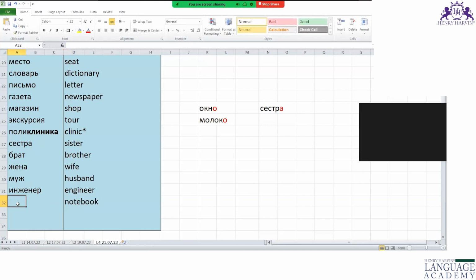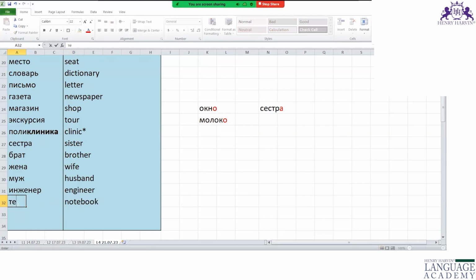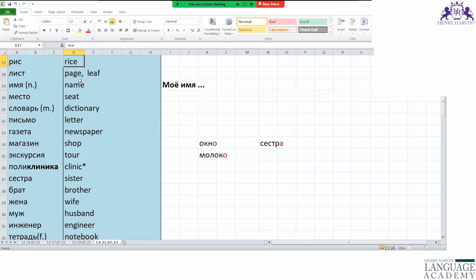Тетрадь. And when you meet any new word with a soft sign, write down тетрадь, and write down that this is feminine. However, словарь, we already had the word словарь before, and it also has a soft sign. Write down it is masculine, like this.